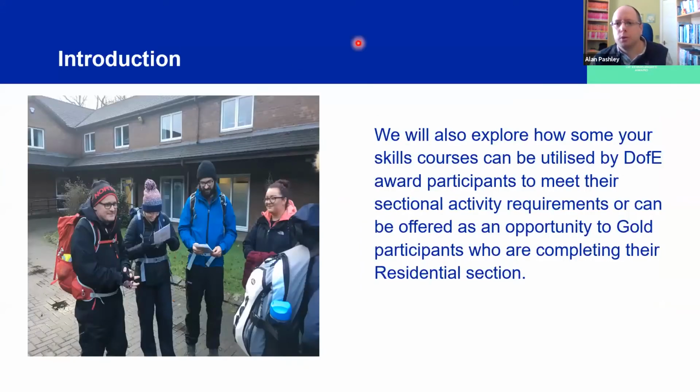We're also going to explore how some of the activities that you deliver through the skills courses could help young people in sections of the award other than the expedition, and also potentially through the residential section that the Gold participants do as well. So there's work like that going on already that you might not be aware of, and it might be something that you or colleagues might be interested in the future.